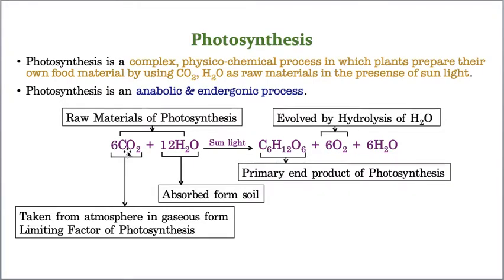In the atmosphere it is readily present. 0.03 percent of carbon dioxide is already present. So the atmospheric gaseous carbon dioxide is the ultimate source of this carbon dioxide. Plants have stomata on their leaves, and with the help of stomata they absorb this carbon dioxide. See, I wrote very clearly, taken from the atmosphere in gaseous form, and it is also considered a limiting factor of photosynthesis. Now the second one, what is it?